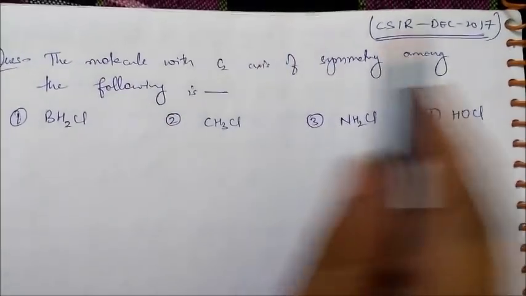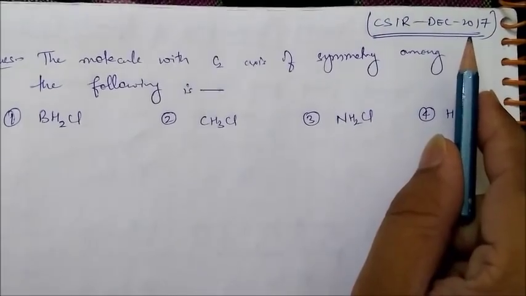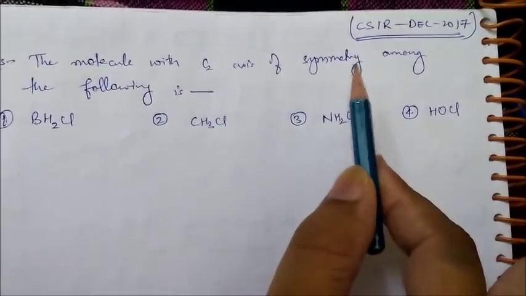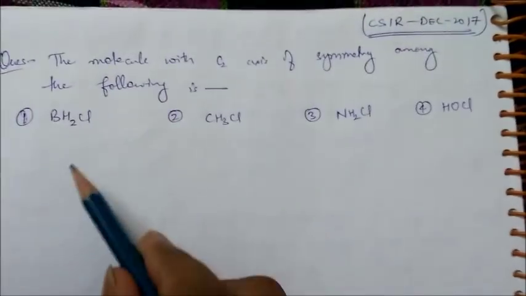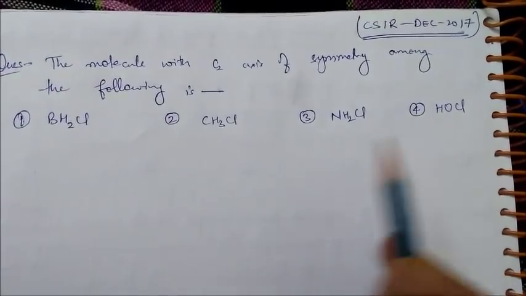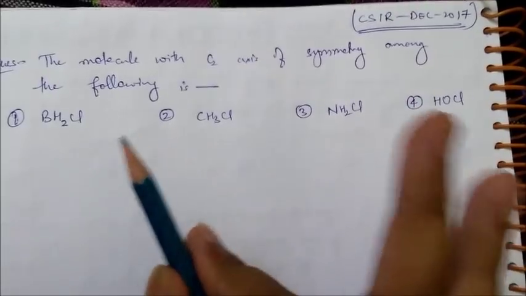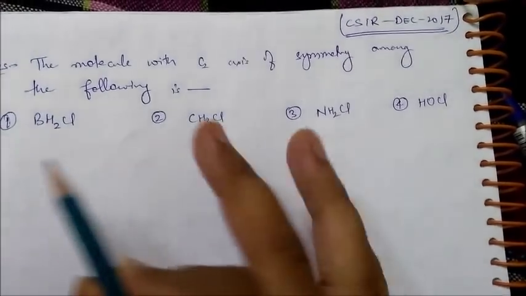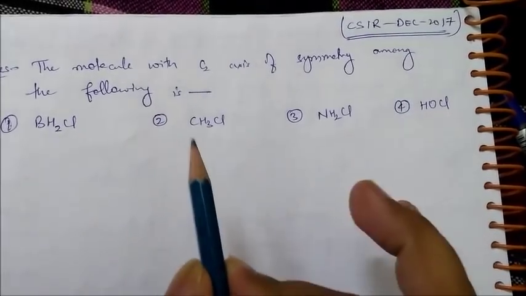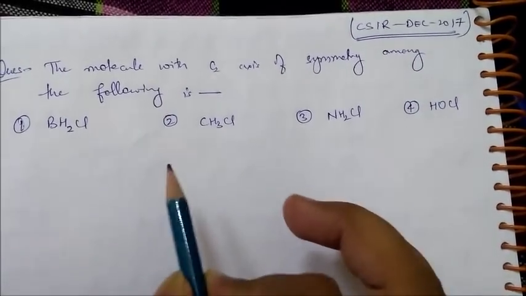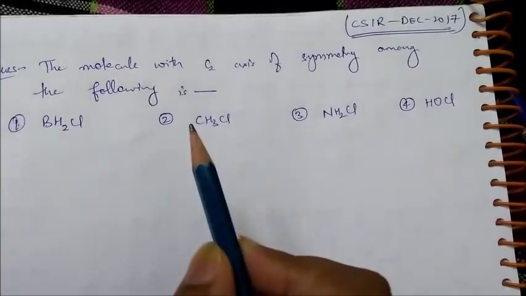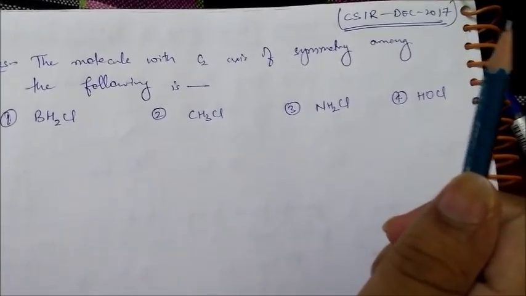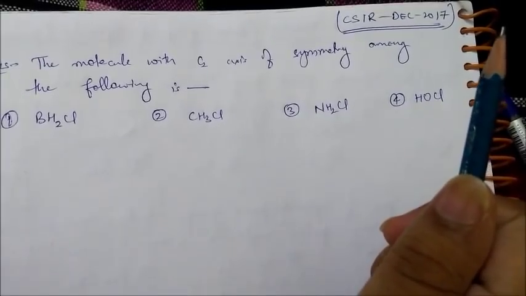Okay, so this question came in CSIR December 2017, and the question says that the molecule with the C2 axis of symmetry among the following is. So we have 4 different options, and this question I am not going to solve, I am leaving it for you. You have to draw the structures of these 4 molecules based on the VSEPR theory. If you don't know how to draw structures and how to solve their VSEPR theory, then you can watch this video I have already made for VSEPR theory.